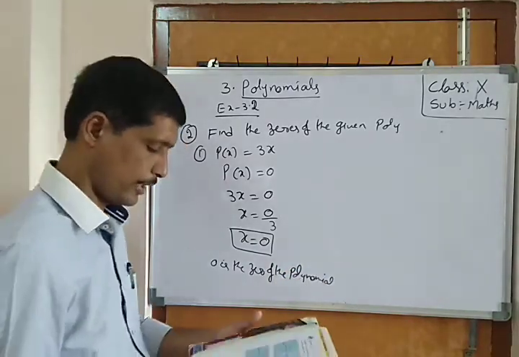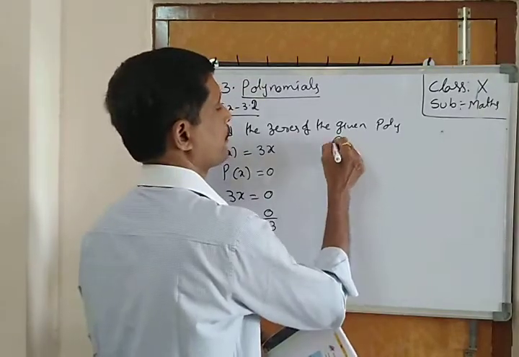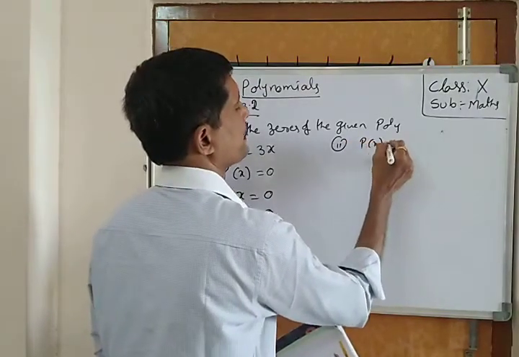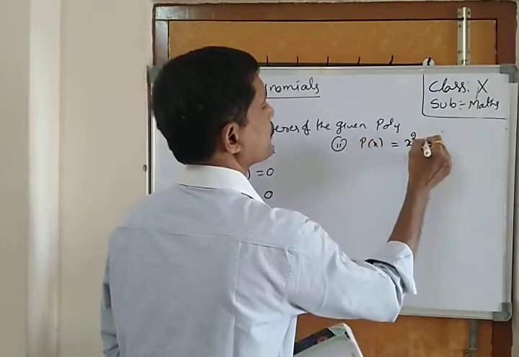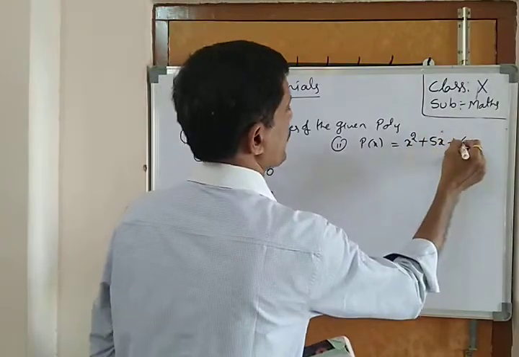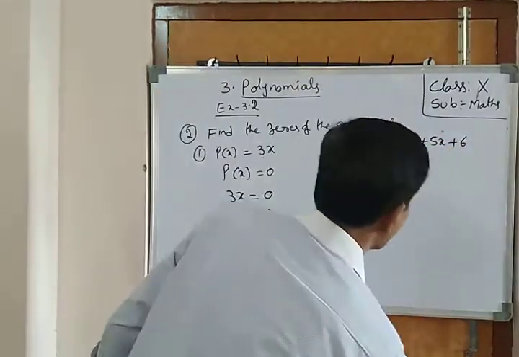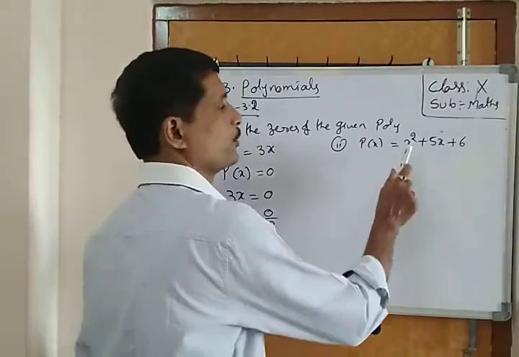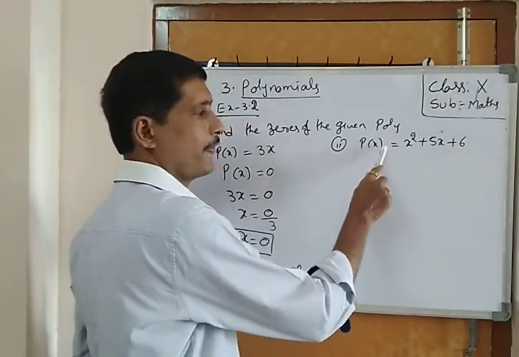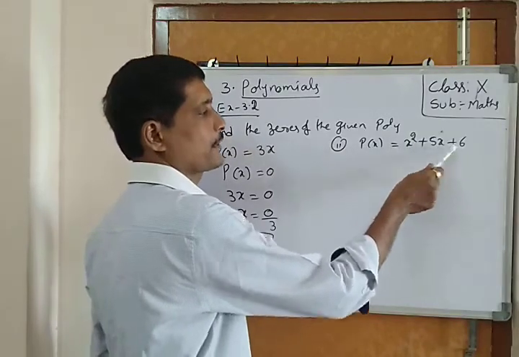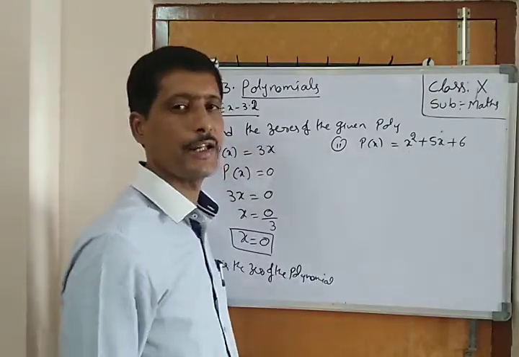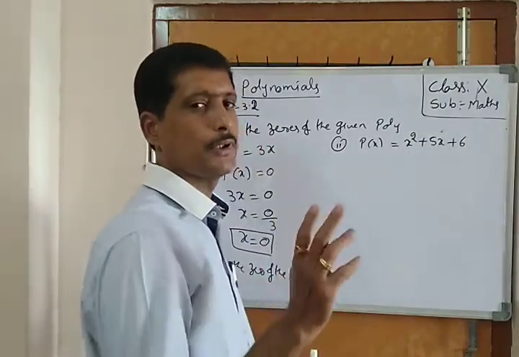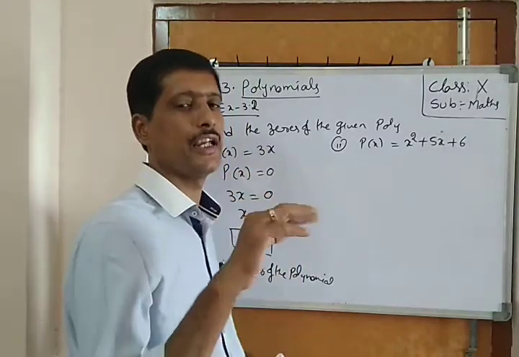Okay, next second question. Second question, p of x equals x square plus 5x plus 6. Here degree is how much? Degree is 2. Check also. P of x equals x square plus 5x plus 6. Here highest power is 2. Therefore degree is 2. Degree is 2 means compulsory 2 zeros.